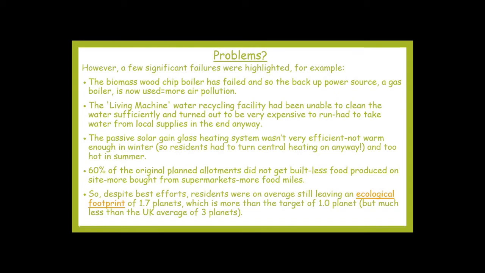So they'd hoped that it would be one ecological footprint per resident. It ended up at 1.7 planets instead of just one planet. However, although it's 0.7 over the one planet they'd hoped for, it's still less than the UK average of 3 planets. So it's still almost half the UK average. So successful to some extent, just not as successful as they'd hoped.